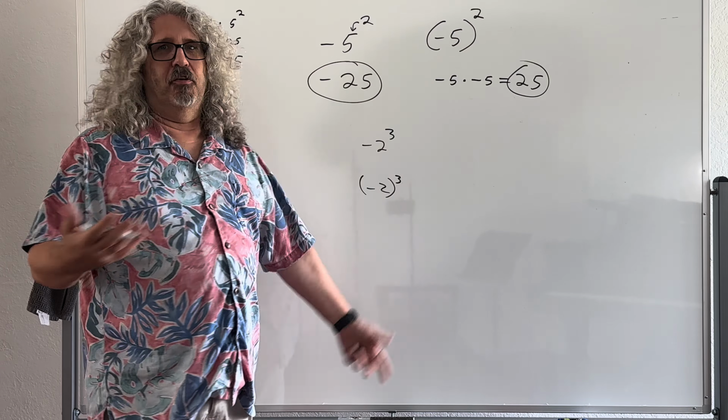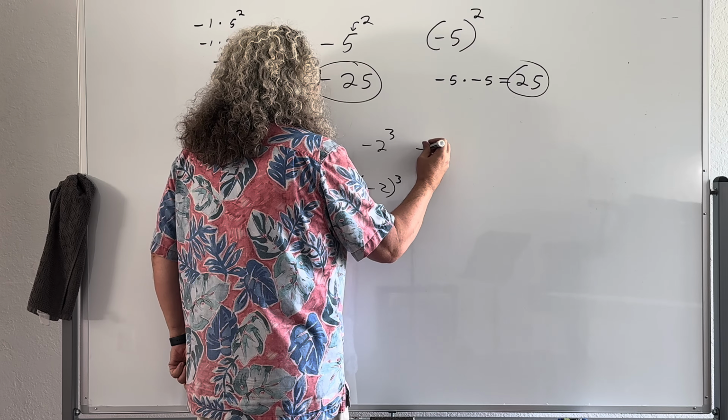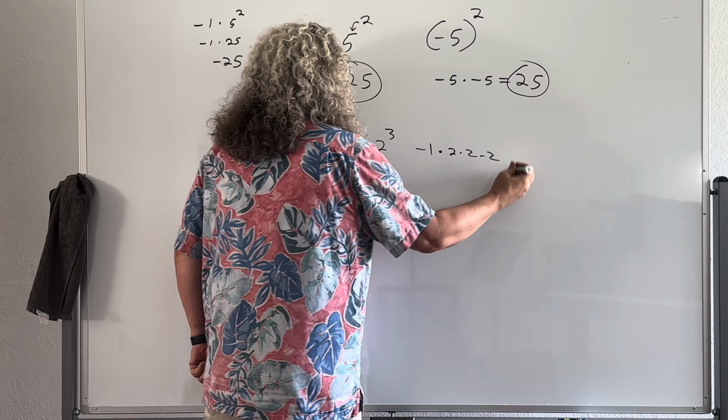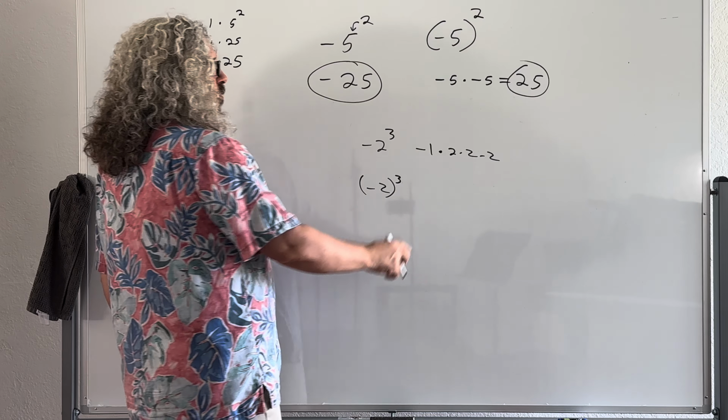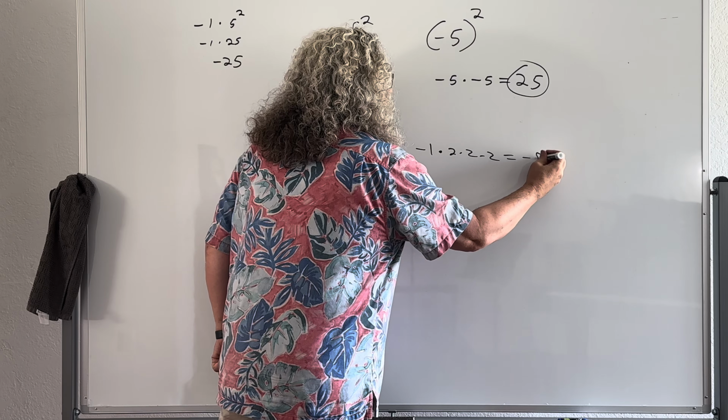So no matter what I do, I'm going to get a negative number. So this one, you have to think about it like this. Negative 1 times 2 times 2 times 2. Okay? And so 2 times 2 times 2 is going to be 8 times negative 1. Your answer is going to be negative 8.